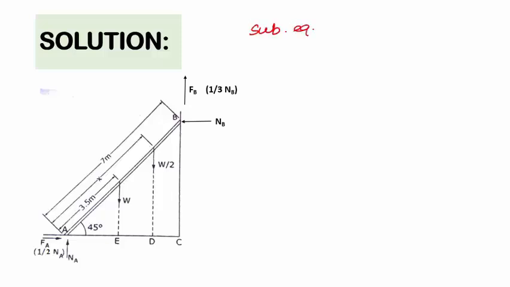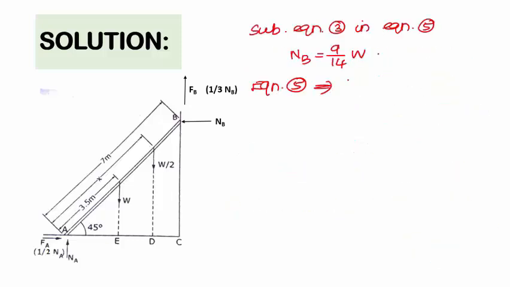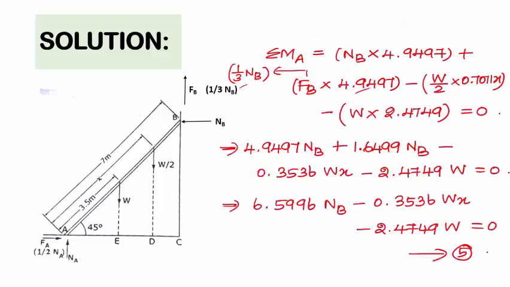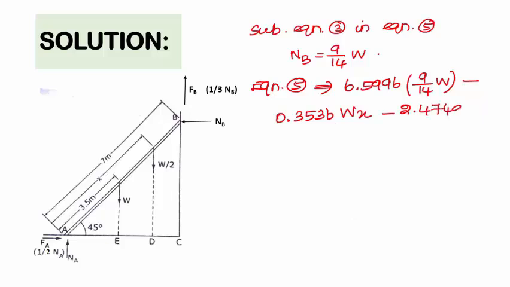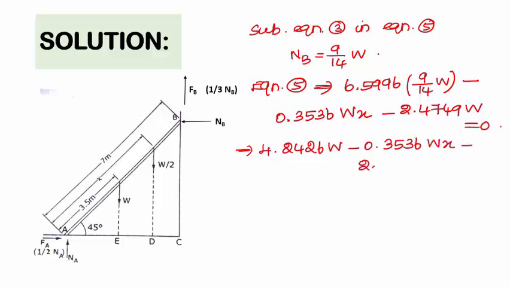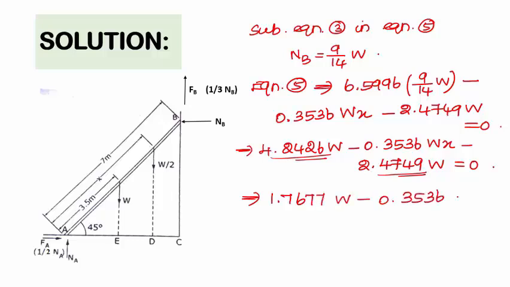Now we can substitute equation 3 in equation 5. Equation 3 is NB is equal to 9 by 14 W. So equation 5 becomes 6.5996 into 9 by 14 W minus 0.3536 into Wx minus 2.4749 into W is equal to 0. This is 4.2426 W minus 0.3536 Wx minus 2.4749 W is equal to 0. So this can be simplified as 1.7677 W minus 0.3536 Wx is equal to 0.